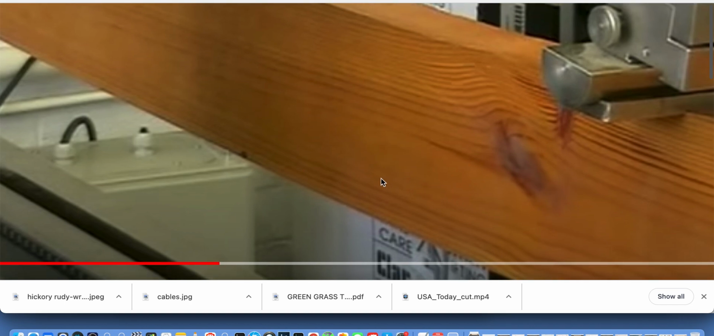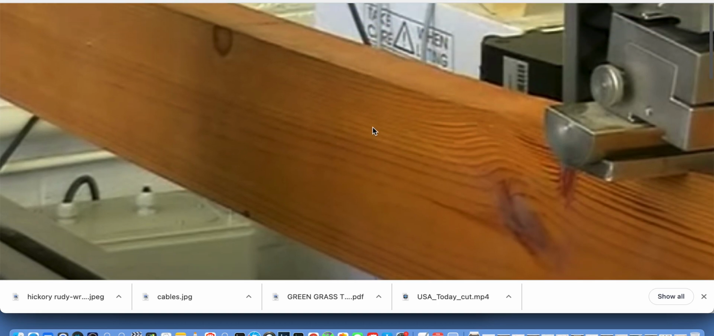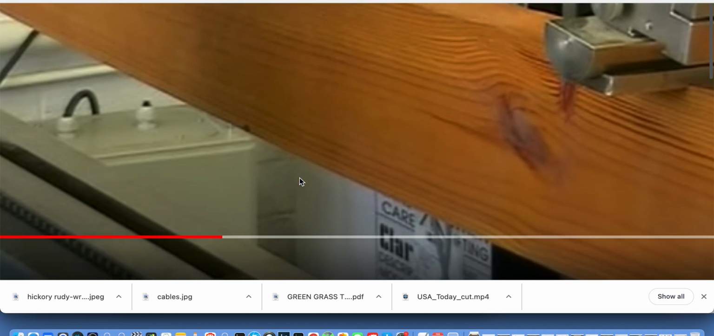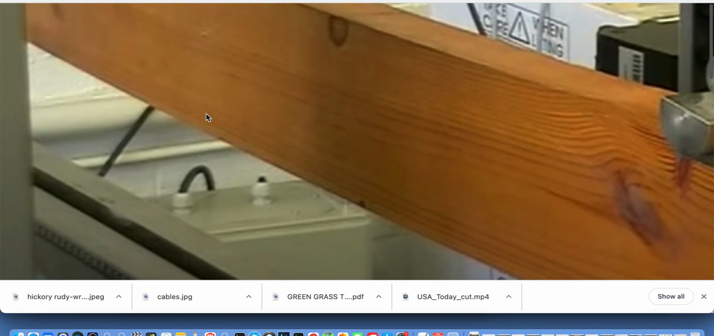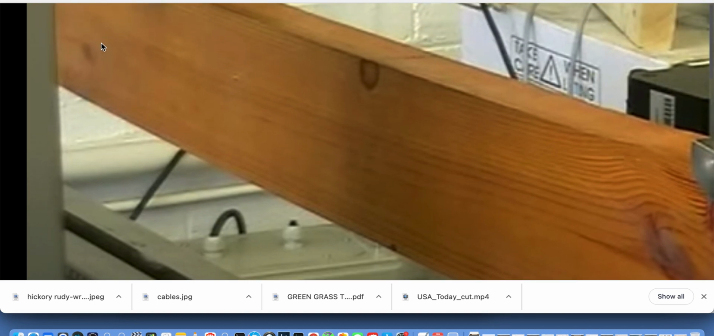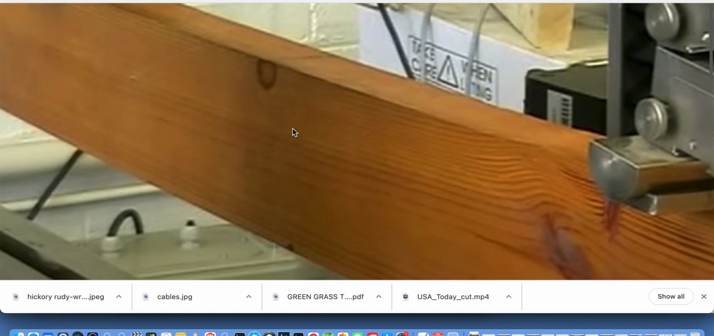Looks like right about here's the pattern. And remember that when this is loaded, the compression side is the top and the tension side is the bottom. I look at the bottom and think, wow, the grain's pretty symmetrical, except for right about here, where it looks like another branch. A small knot there, very tight.